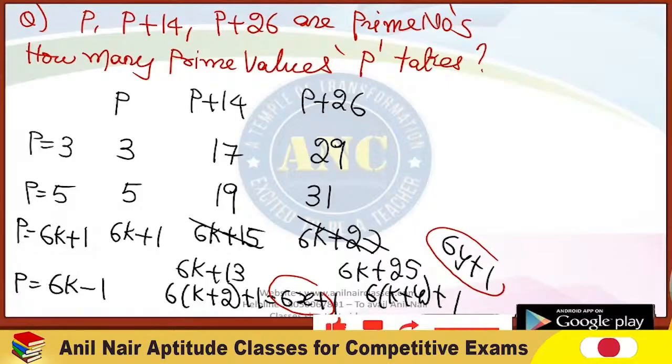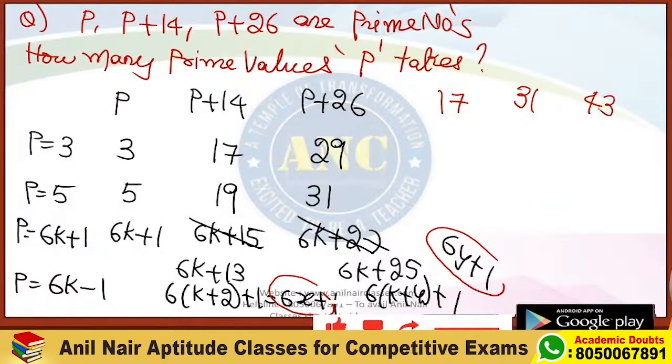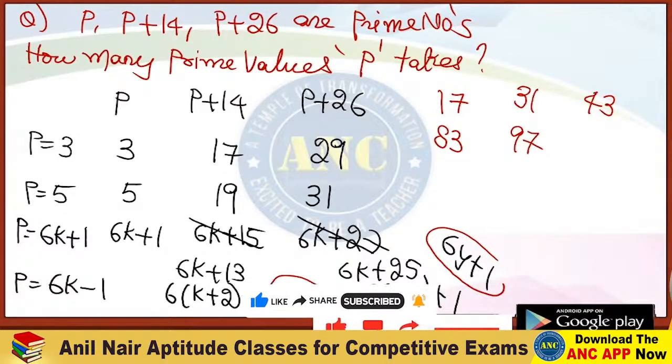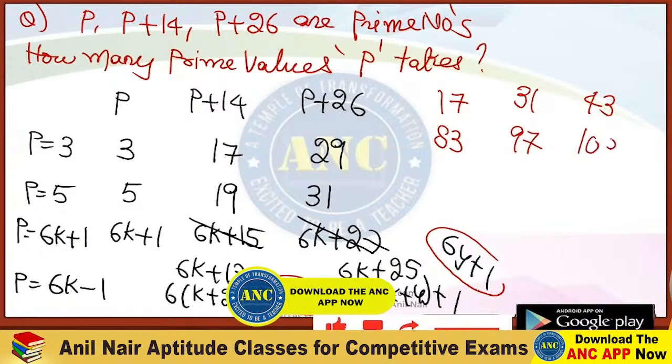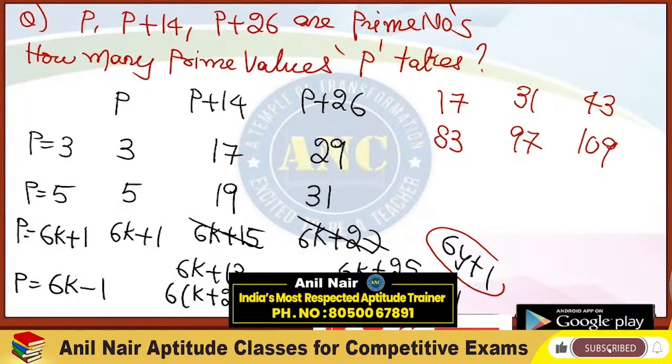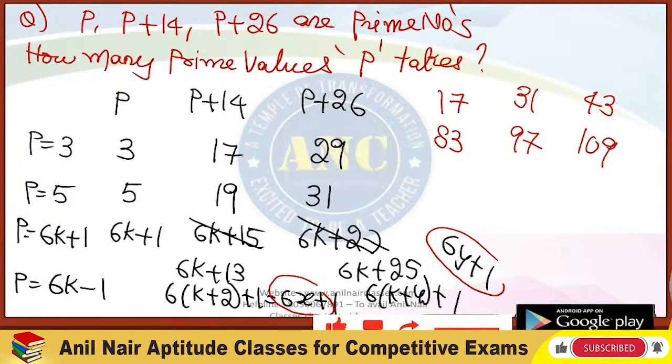Now, if you observe 17, which is 6 into 3 minus 1, 17 plus 14 is 31 and 17 plus 26 is 43. It is possible. Let me take some other two-digit prime number, 83. 83 plus 14 is 97, and 83 plus 26 is 109. 83, 97 and 109 are all prime numbers. That means in the two-digit numbers, I just took a sample, and there are two such prime numbers.